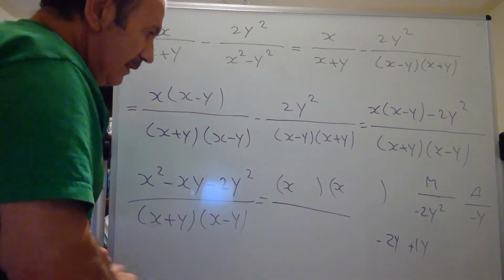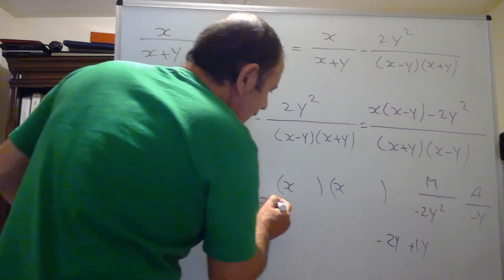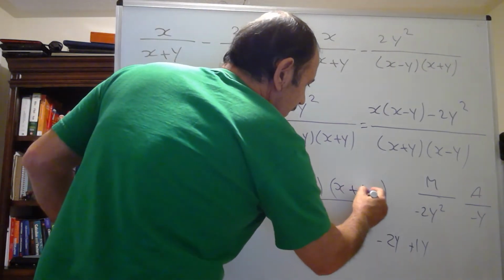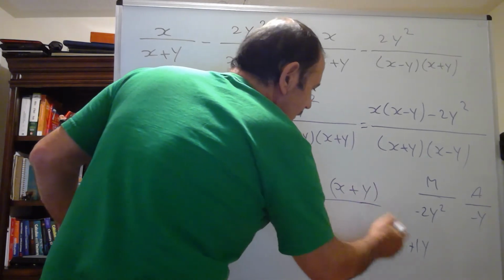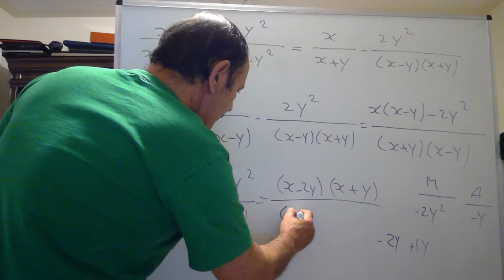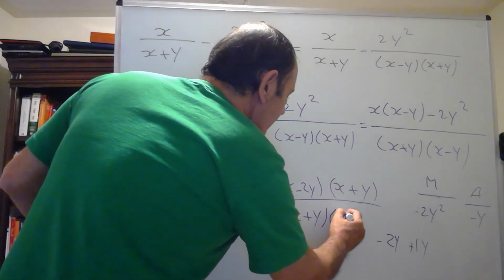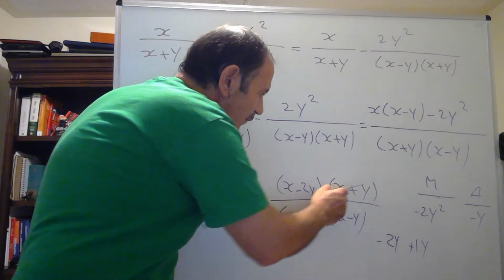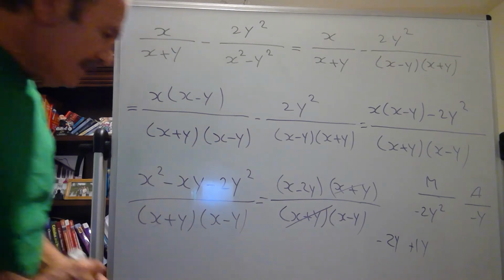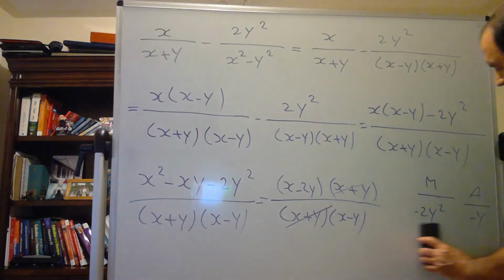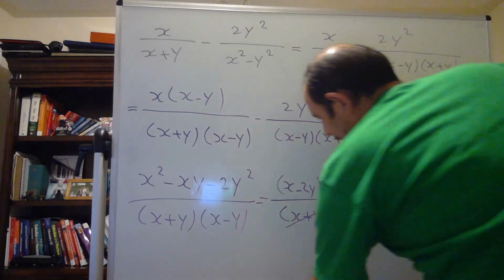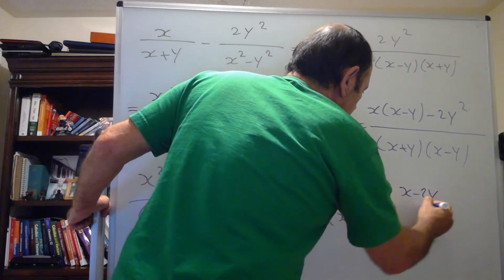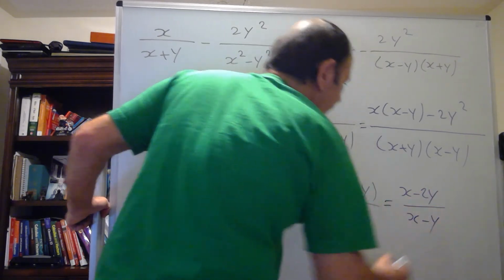So the second term of this one is going to be minus 2y, and this one is plus y or 1y. Okay, now what is the denominator? x plus y, x minus y. Okay, now you see this x plus y and this x plus y cancel each other. What should be the final answer? The final answer is x minus 2y over x minus 1. Okay.